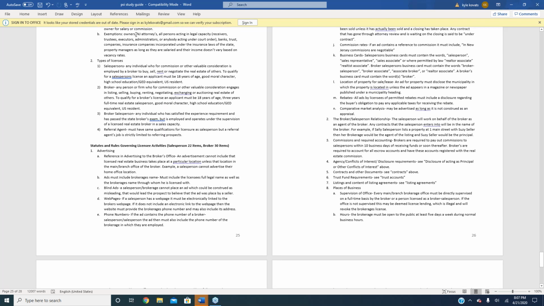Some of the exemptions: New Jersey attorneys can transfer property on behalf of a client, not like listing as an agent, but they can transfer from one family member to another. Owners can sell for sale by owner, obviously. Those are some examples.